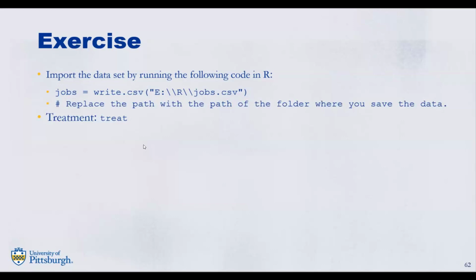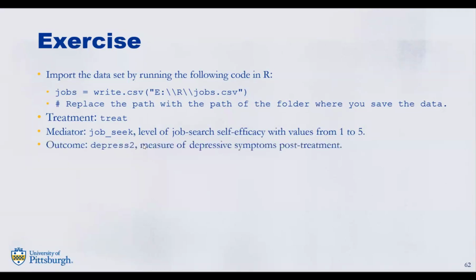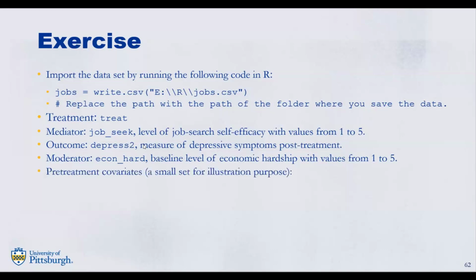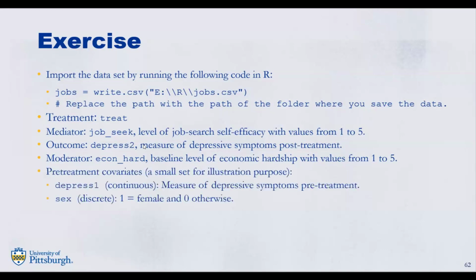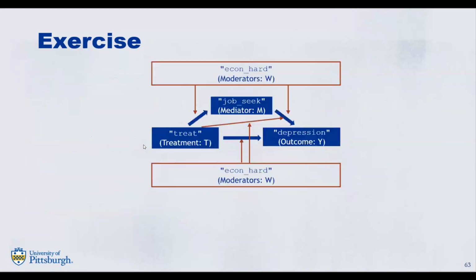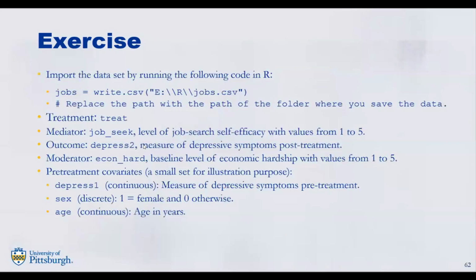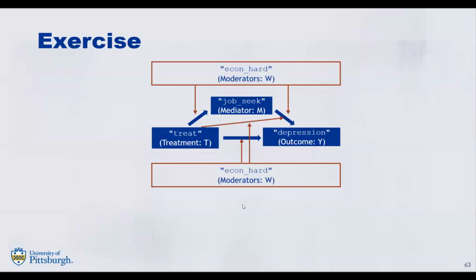And the treatment variable name is treat. Mediator is jobseek, which is the level of job self-efficacy with values from 1 to 5. And the outcome is depress2, which is the measure of depressive symptoms post-treatment. And moderator is econhard. And pre-treatment covariates include depression at baseline, sex, and age. And the hypothesized diagram is like this.